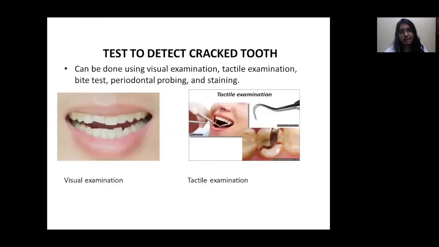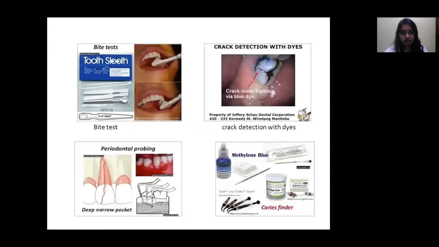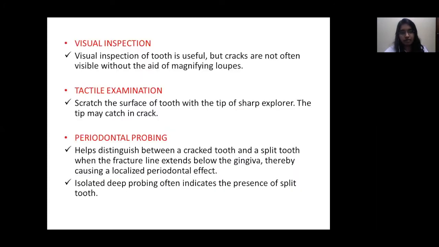Moving on to the tests to detect a cracked tooth. Tests to detect a cracked tooth can be done using a visual examination, tactile examination, bite test, crack detection with dyes, periodontal probing, and caries finder. So first, I will be talking about visual inspection. Visual inspection of the tooth is useful, but cracks are not often visible without the aid of magnifying loops.